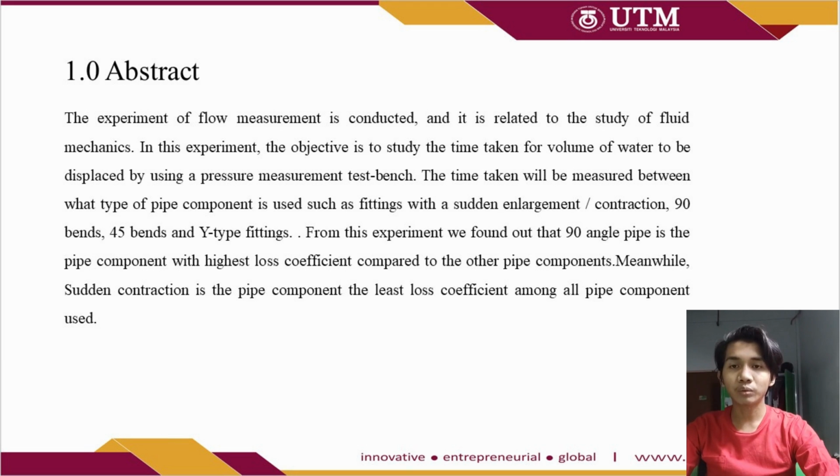The time taken will be measured between what type of pipe component is used, such as fitting with a sudden enlargement or contraction, 90 bends, 45 bends, and Y-type fitting. From the experiment, we found out that 90 angle pipe is the pipe component with the highest loss coefficient compared to other pipe components that we use. Meanwhile, sudden contraction is the pipe component with the least loss coefficient among all the pipe components that have been used in this experiment.